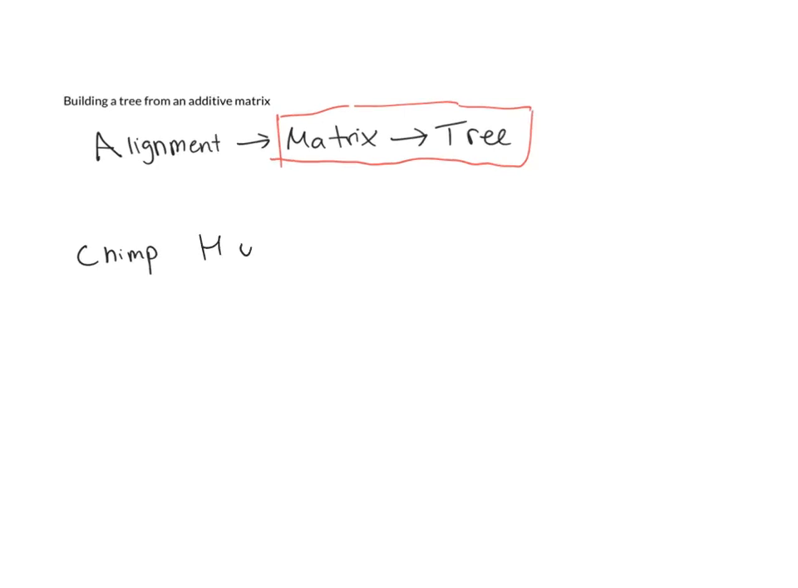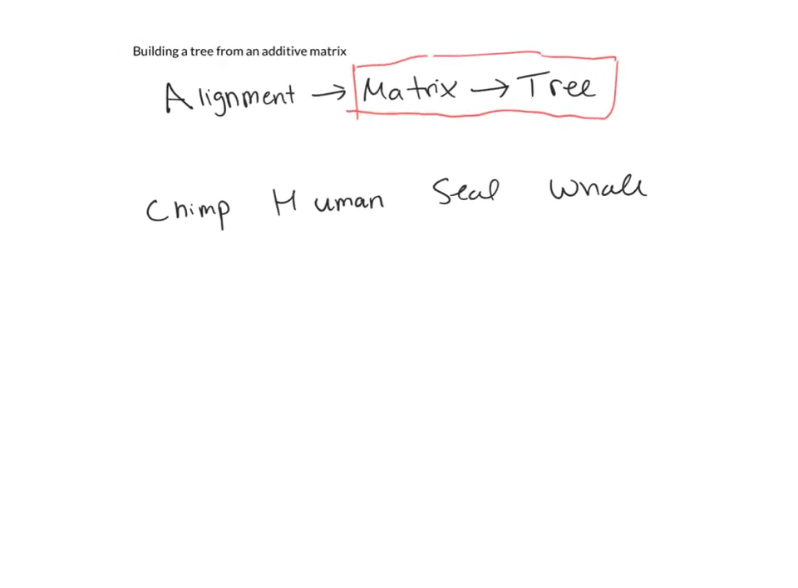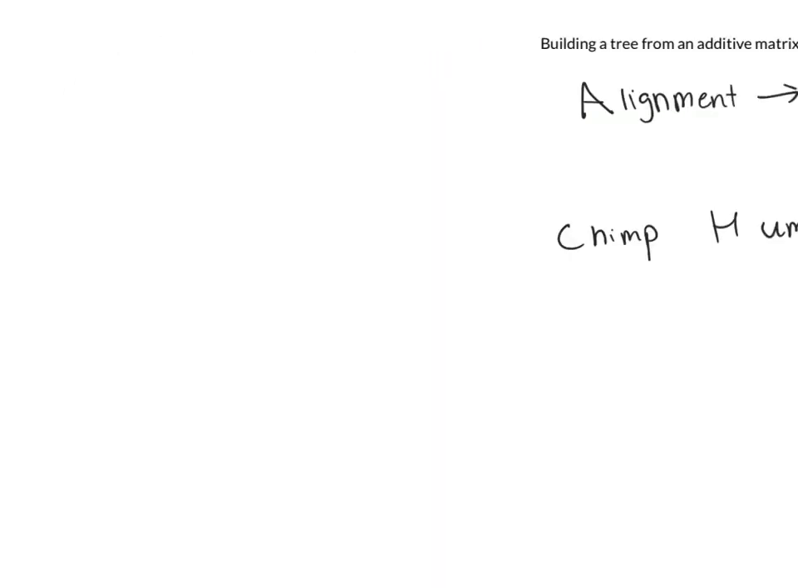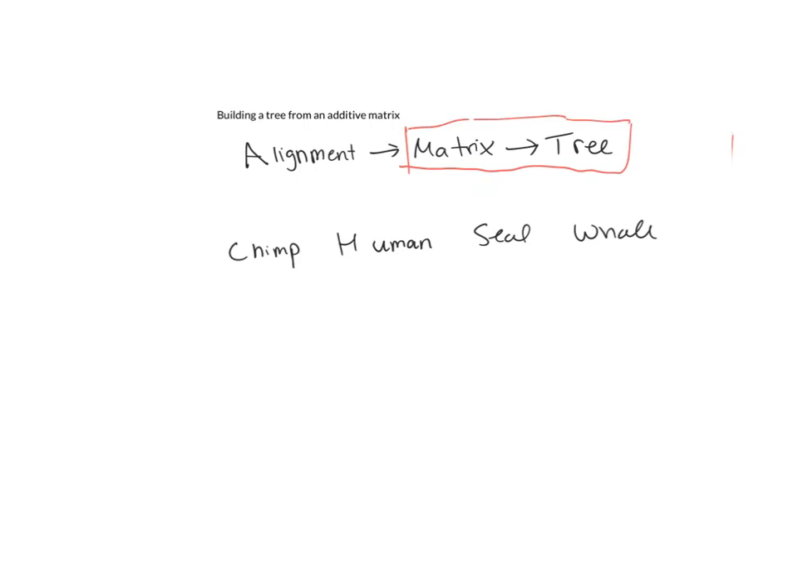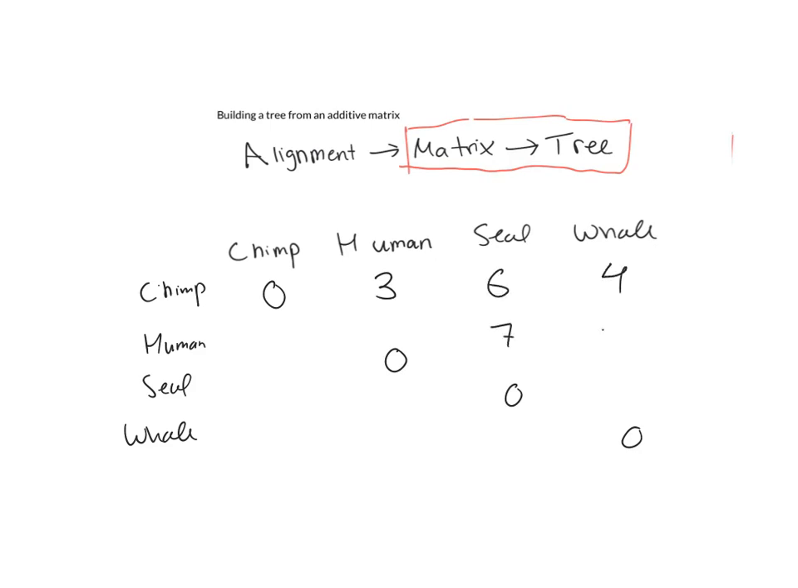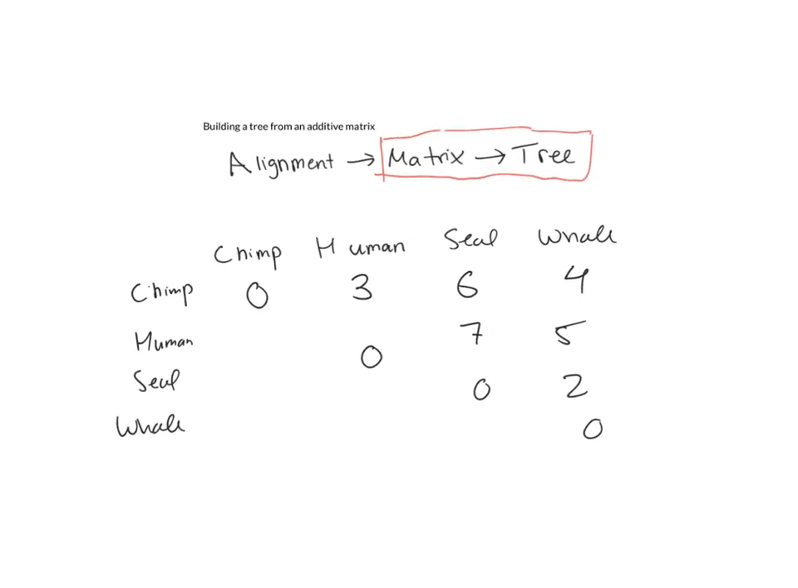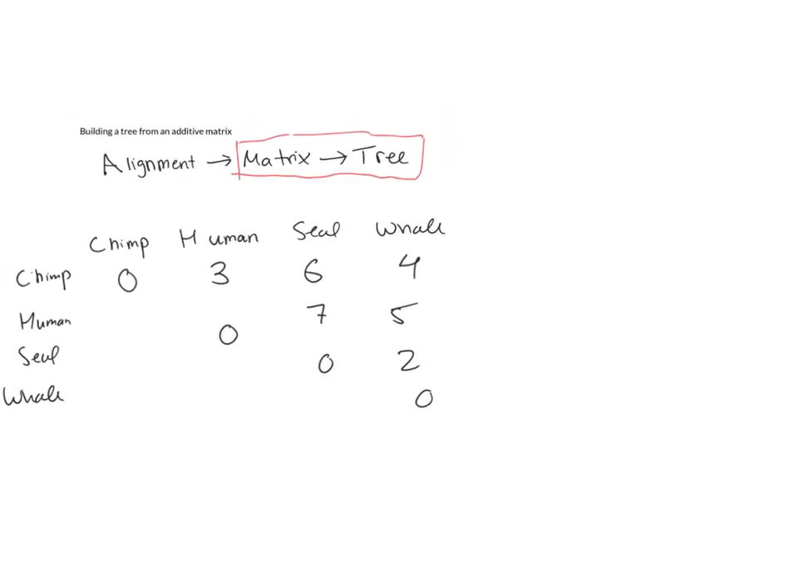Here's a chimp. Here's a human. Here's a seal. And here's a whale. And here on the other side, we have chimp, human, seal, and whale. And of course, an alignment with itself is always 0. And then we're going to have distances of 3, 6, 4, 7, 5, 2. So I'm going to take this matrix and I'm going to draw you a tree.